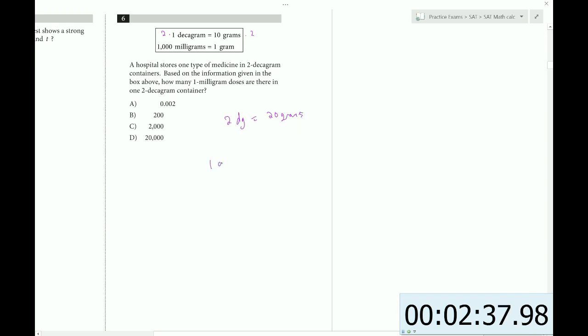Well, 1 gram corresponds with 1,000 milligrams. Now, 20 grams corresponds with x milligrams. So we could just cross multiply. We get x equals 20 times 1,000, or 20,000 milligrams. Choice D.